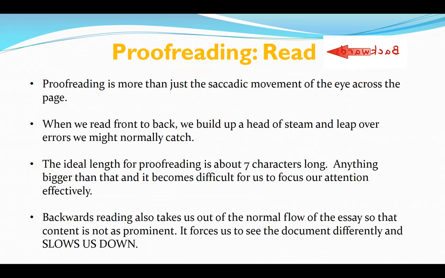So when we read front to back, we build up a head of steam and leap over errors we would naturally catch. The ideal length for proofreading is about seven characters long. Anything bigger than that, it becomes difficult for us to focus our attention effectively. So how do we stop from jumping over errors and reading more than seven characters at a time? Well, one tip is to read the essay backwards. This takes us out of the normal flow of the essay so that the content is not as prominent. It forces us to see the document differently and it slows us down.